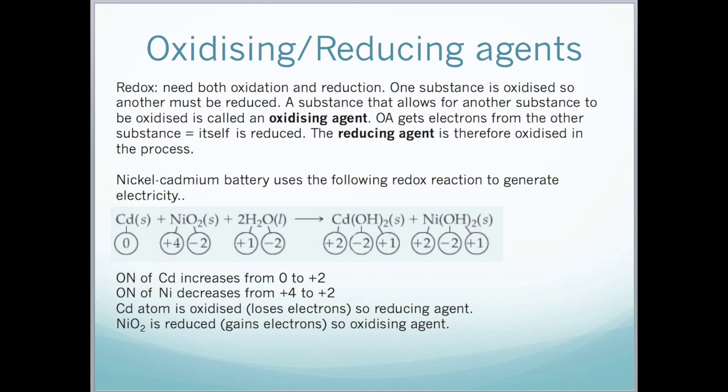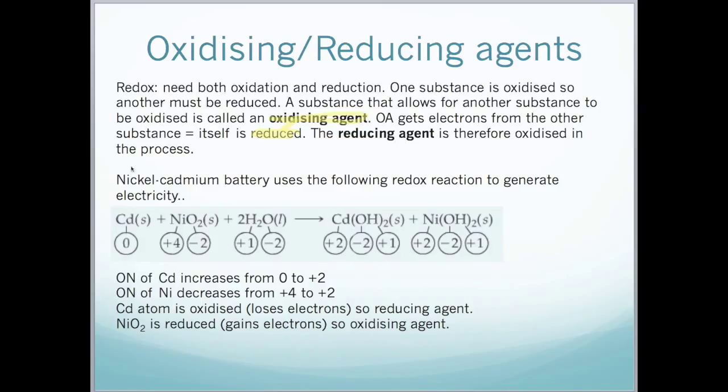Let's consider oxidizing and reducing agents. One substance is oxidized, so another must be reduced. A substance that allows for another substance to be oxidized is called an oxidizing agent. An oxidizing agent gets electrons from the other substance, so it itself becomes reduced. So an oxidizing agent becomes reduced itself. A reducing agent is therefore oxidized in the process.